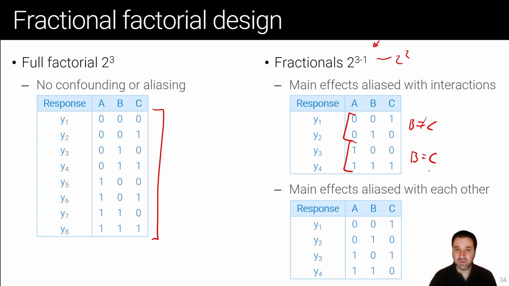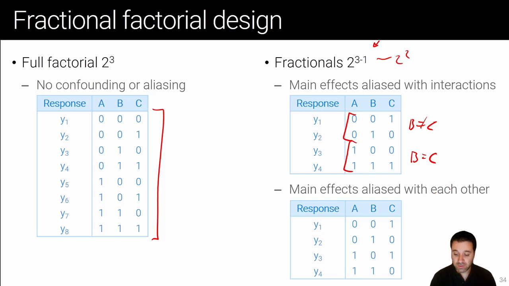So if we observe a difference between A equals 0 and A equals 1, is it because of A or is it because of B and C? We don't know. Those two effects, the main effect of A and the interaction effect between B and C, is confounded. Now over here in the bottom table, we have a design in which the main effects are confounded with each other.